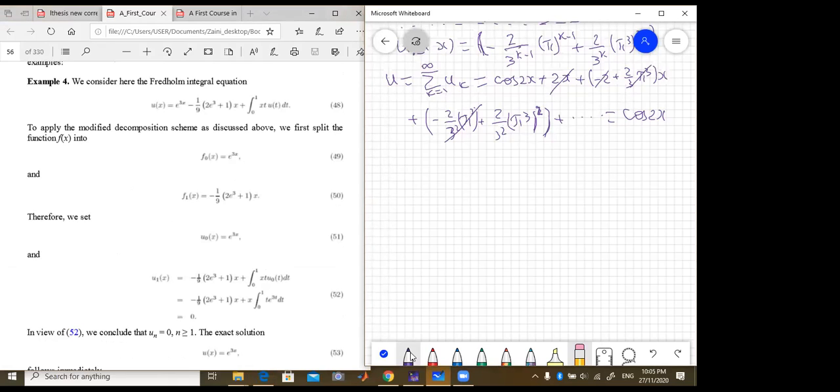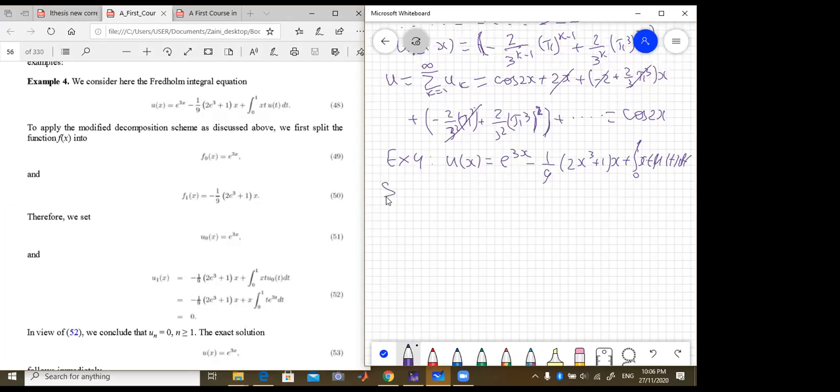Example 4, by two methods. At the moment, for the first, modified one, we just follow as it is, then we generate ourselves the first, standard one. u(x) = 1/9 (2x³ + 1)x + integral from 0 to 1 of xt u(t) dt.